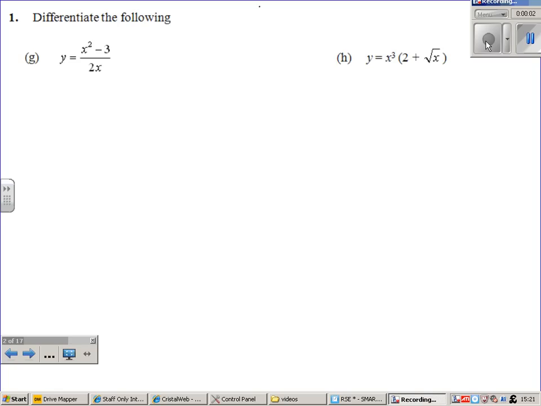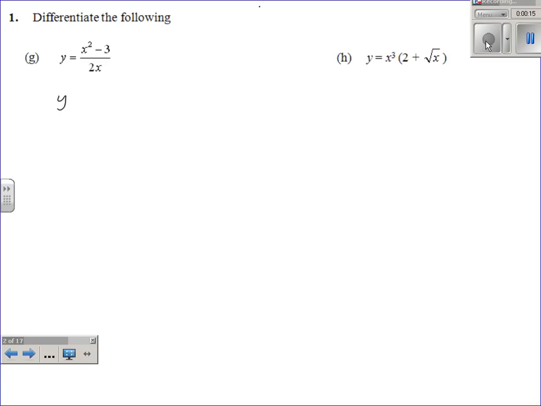Okay, it's question 1g on review sheet E. So we're going to differentiate y equals (x squared minus 3) all divided by 2x. To start, you need to write it in such a way that it's ready to differentiate. So let's just deal with this fraction.